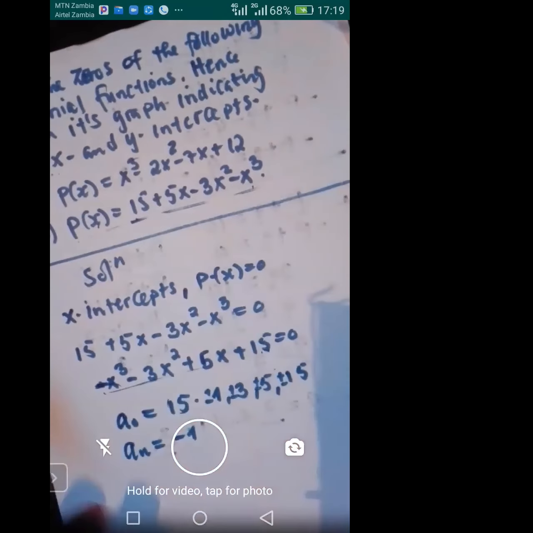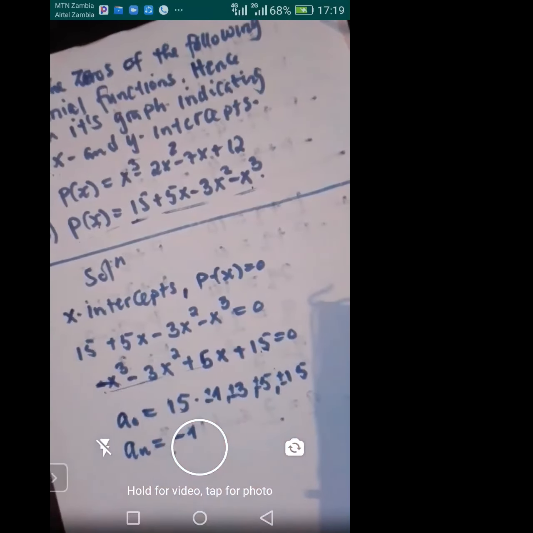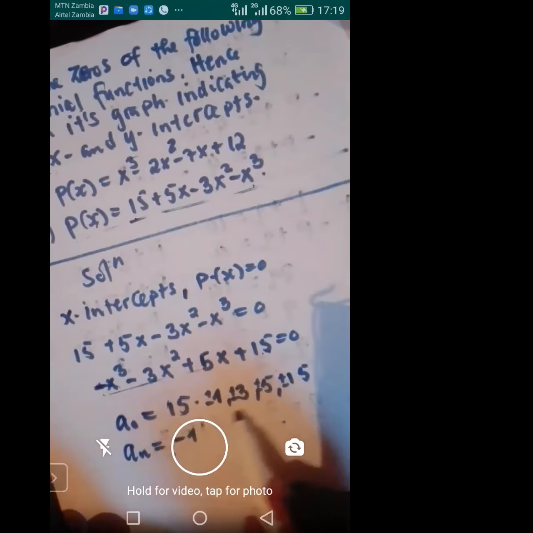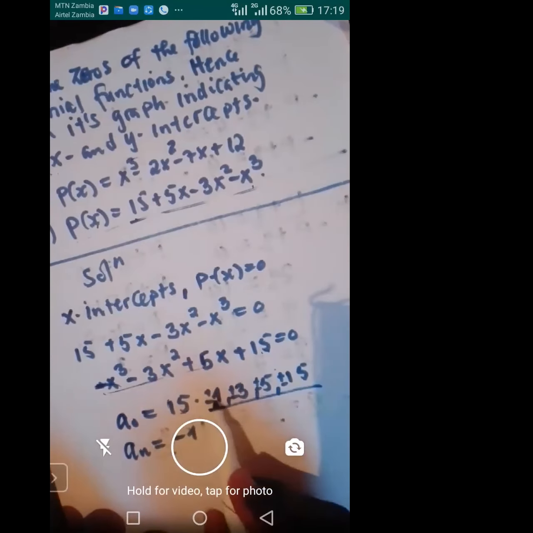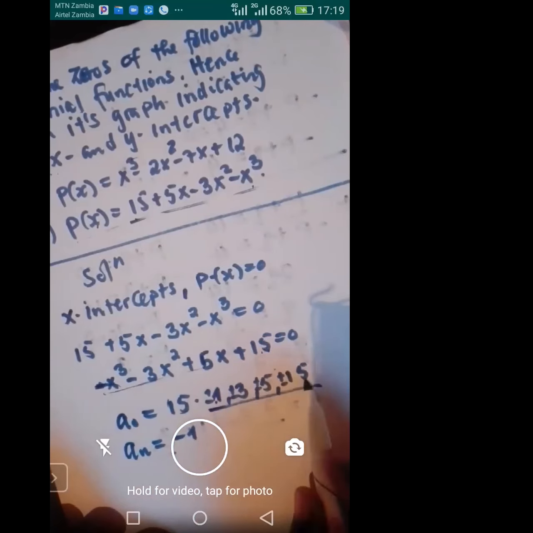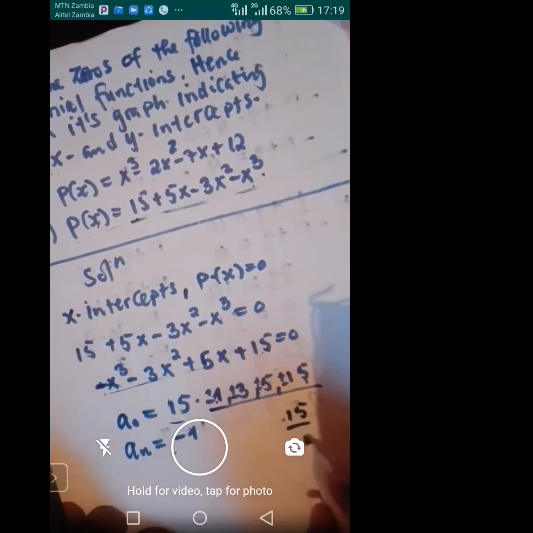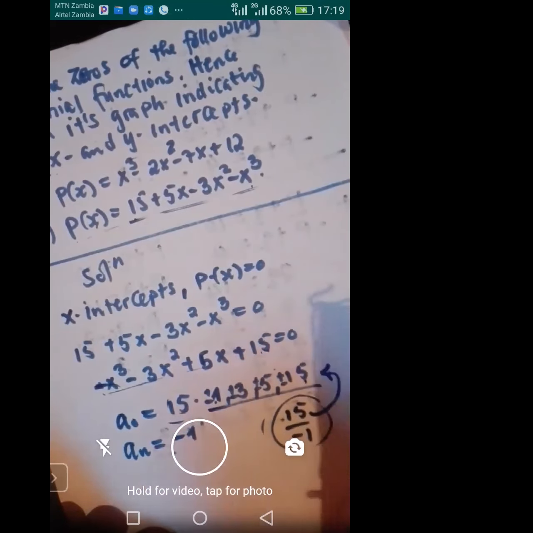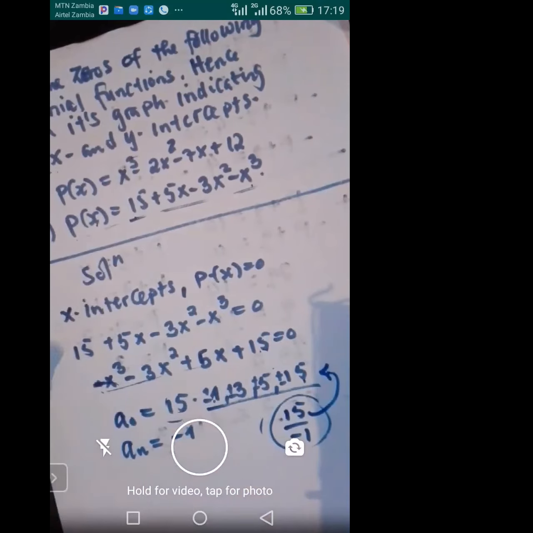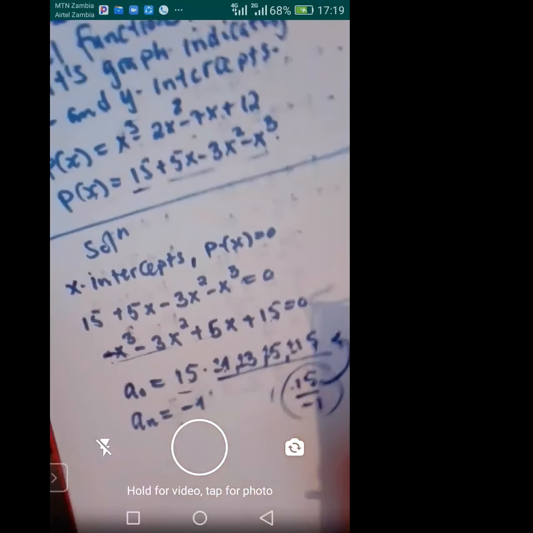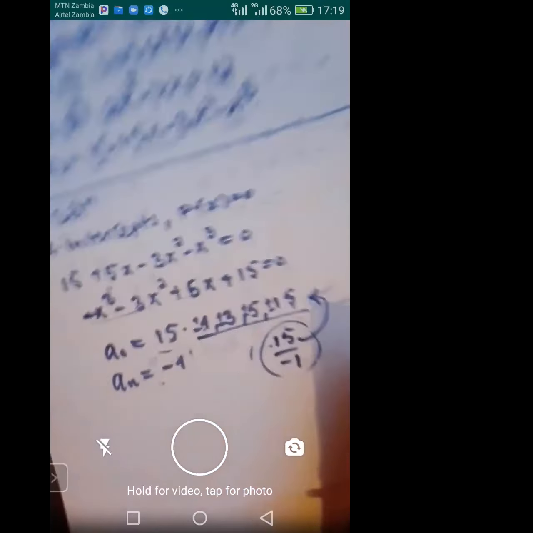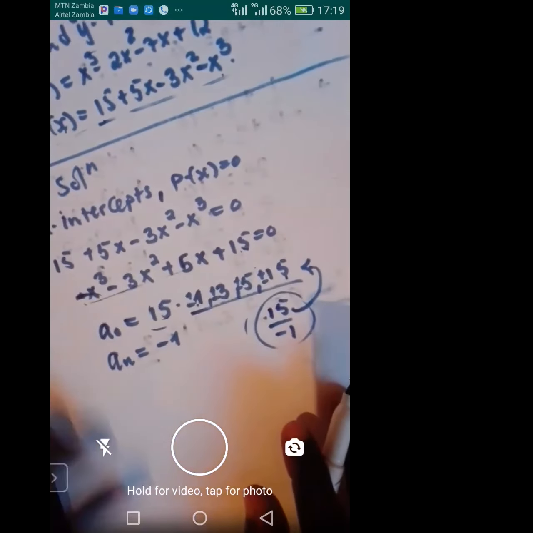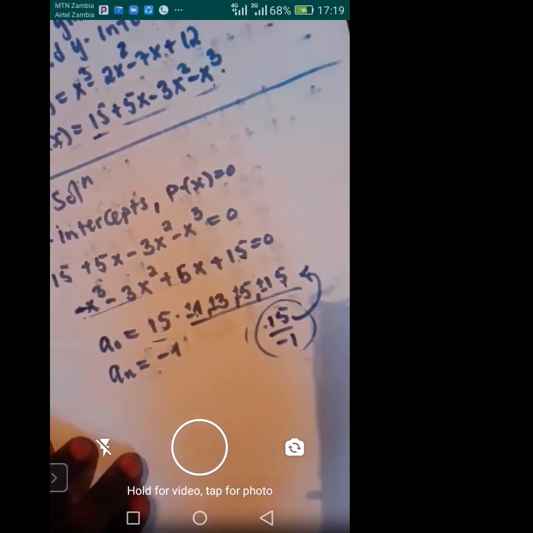So you use the trial and error method. I'm sure you know of it. So the possible factors would be these, because -1 is here already and 15 is here. So we have that also 15 over -1 is a possible factor, but this is equal to -15, which is already there. I want to make mention that we are going to revisit this.